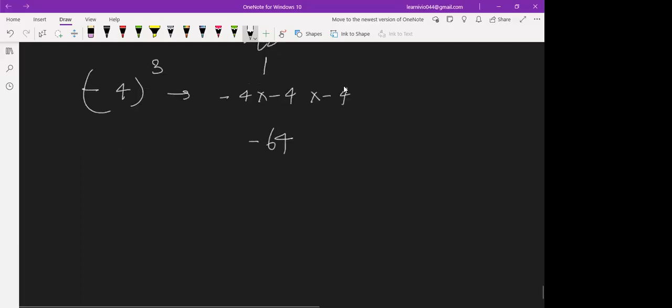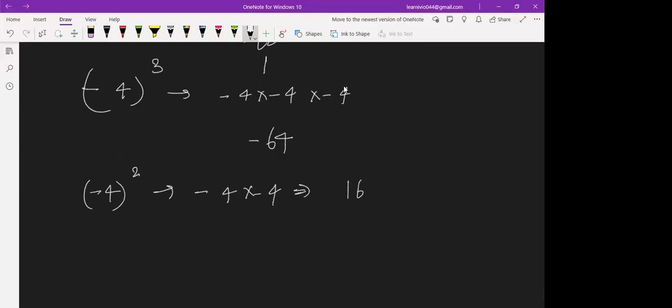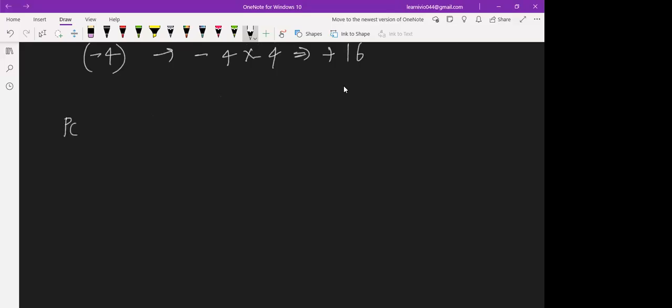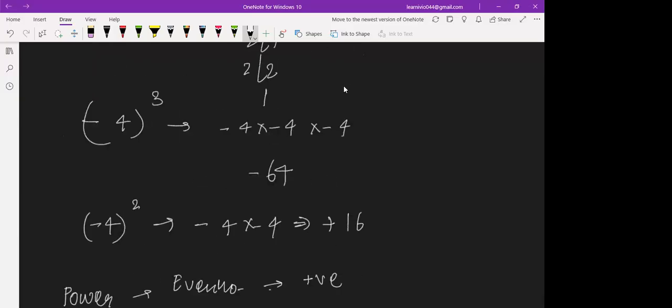Okay, now what if I have negative 4 to the power 2? Now it will be negative 4 into negative 4, and my answer comes out to be 16. But what will be my sign now? Will it be negative or positive? Positive sign, very good. So always remember, when the power is an even number, okay, what are even numbers? The numbers which are divisible by 2. Then you put the sign as a positive sign. But when your power is an odd number, then you put a negative sign in the answer. See, here what was my power? My power is 3.